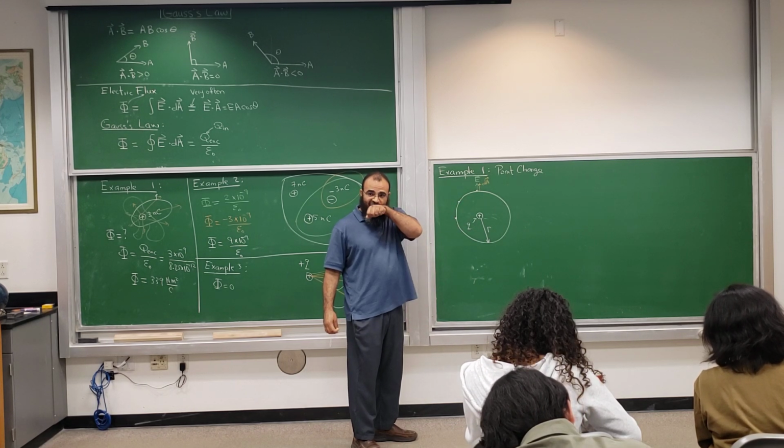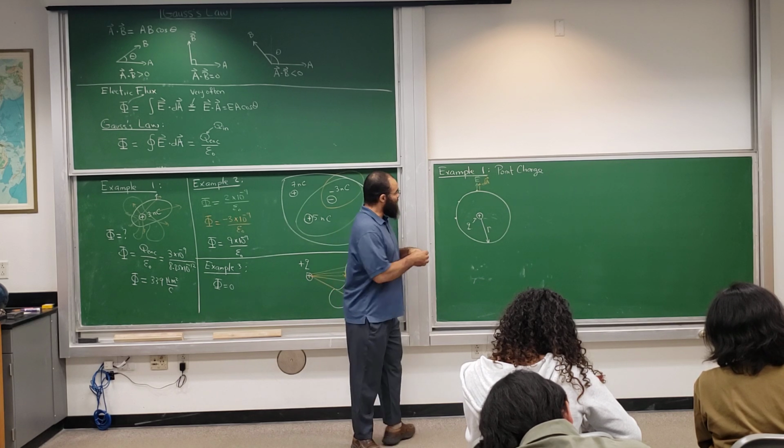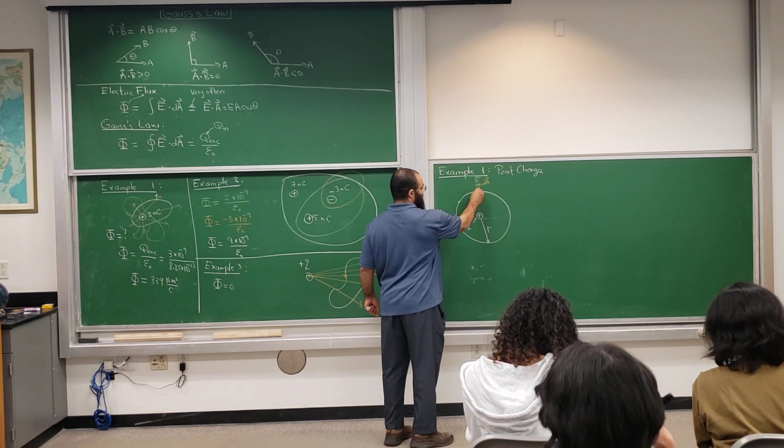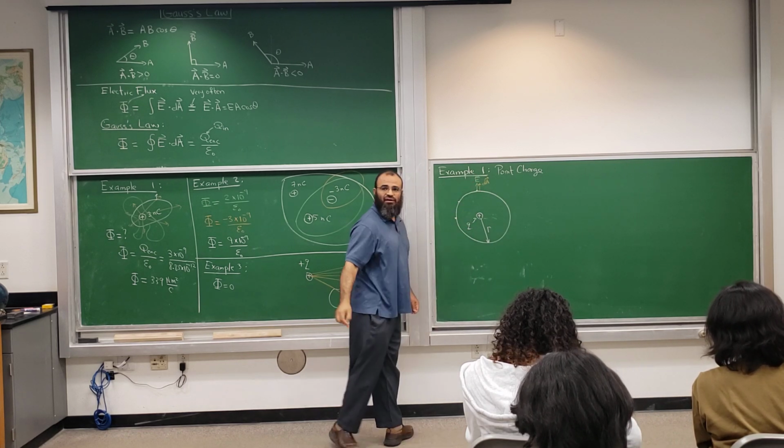I thought the electric field had to go through the surface. Yeah, so the electric field lines, they leave, right? So at this point, the electric field is pointing that way, right? Okay.